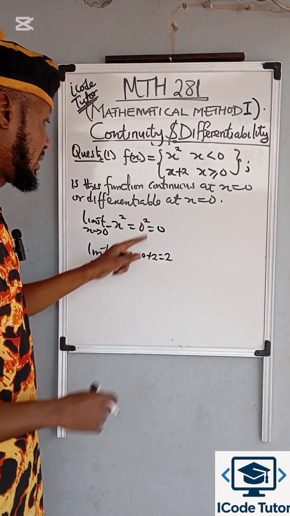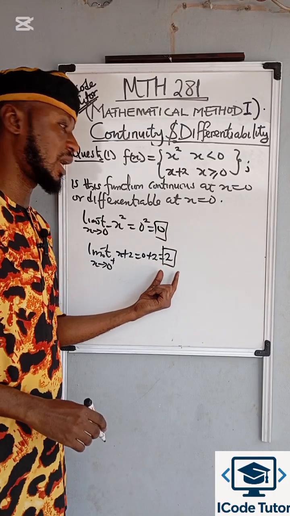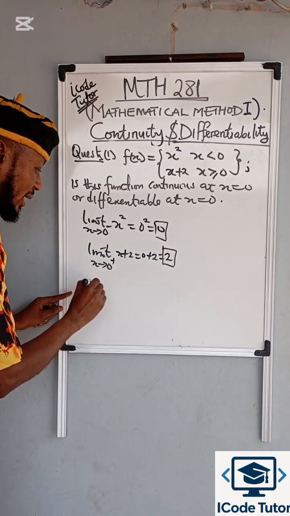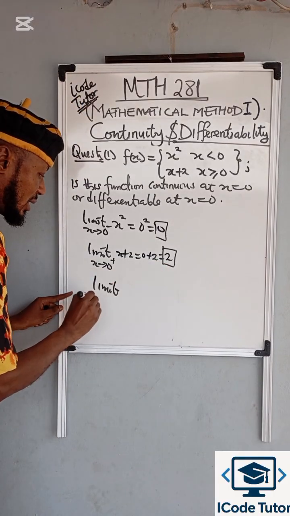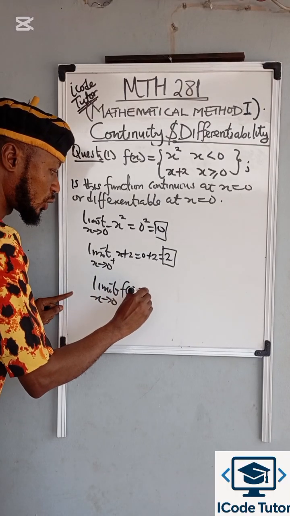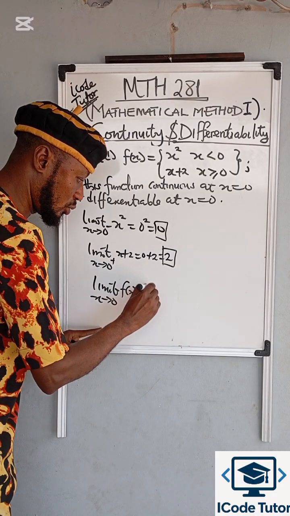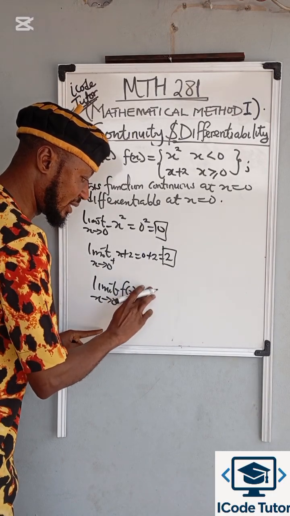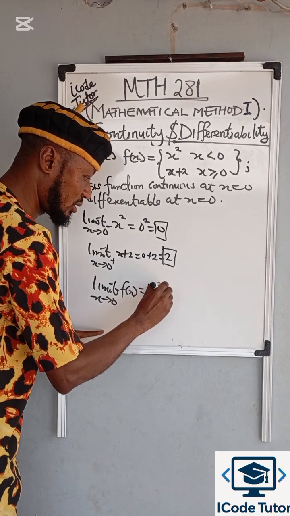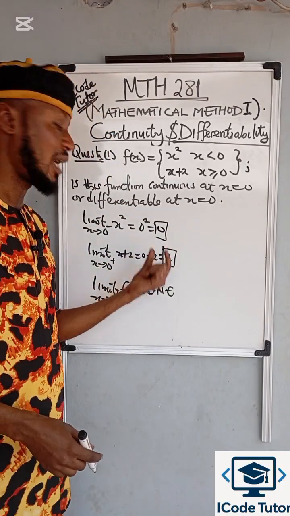That means that the left and right side values are not equal. That means that the limit as x tends to 0 from both sides does not exist, just because the values of the left and right side are not the same.